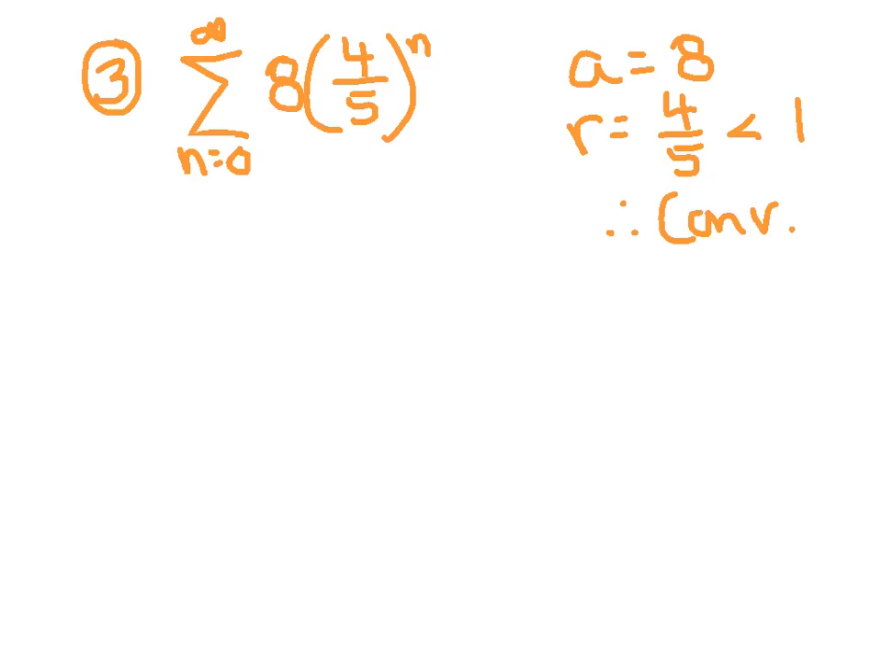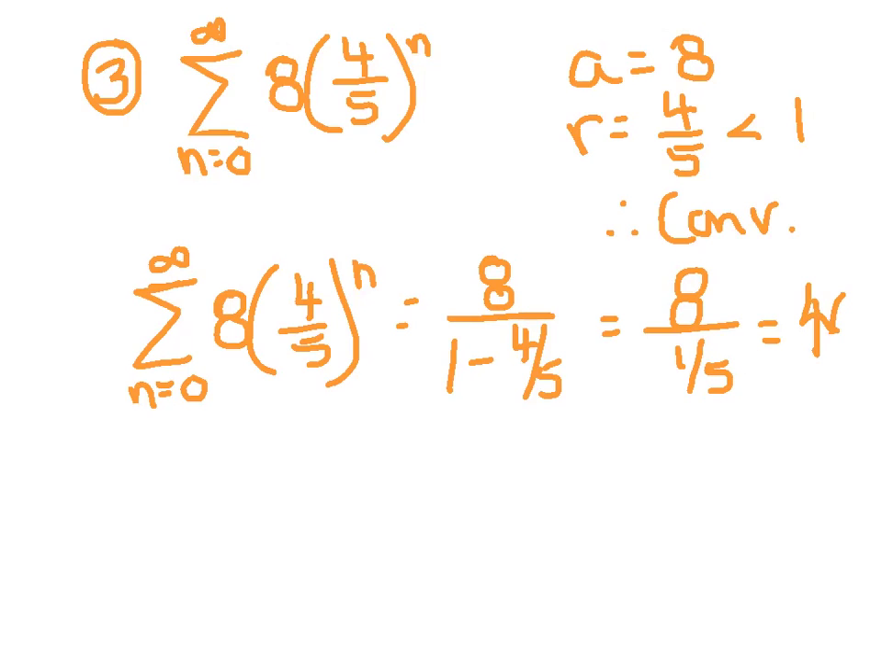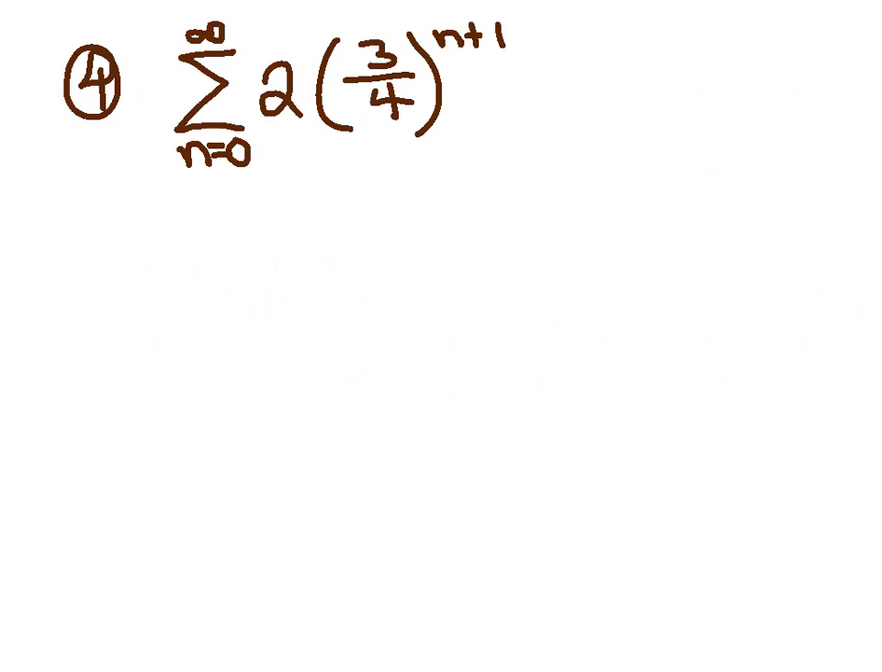Now, the question is, what does it converge to? Because it's geometric, we can answer that question. We could actually find the sum of it. We're going to say that the summation of this series is equivalent to 8 divided by 1 minus the common ratio. 8 divided by 1/5, I believe, is equal to 40. So just a little bit of mental math there. We're going to add up an infinite number of terms and get a finite number, 40. How wild is that?